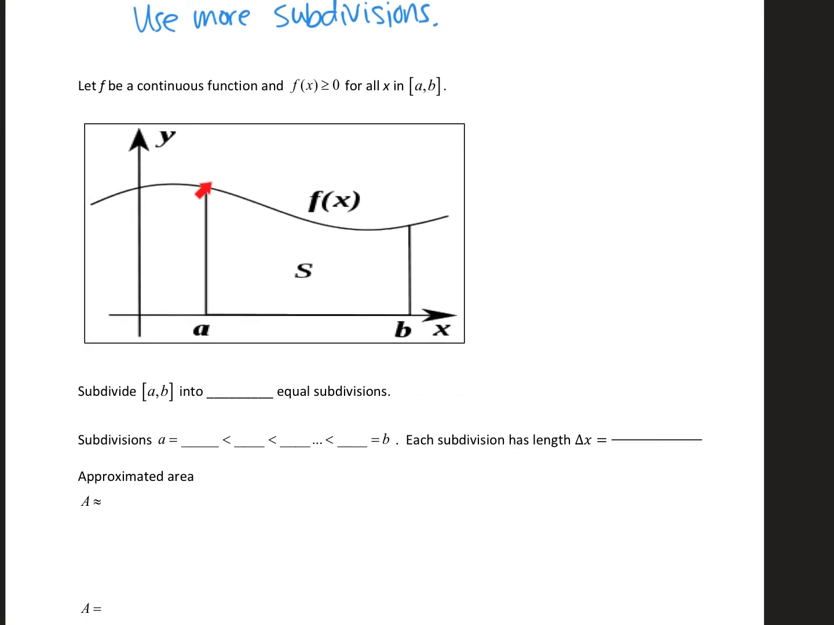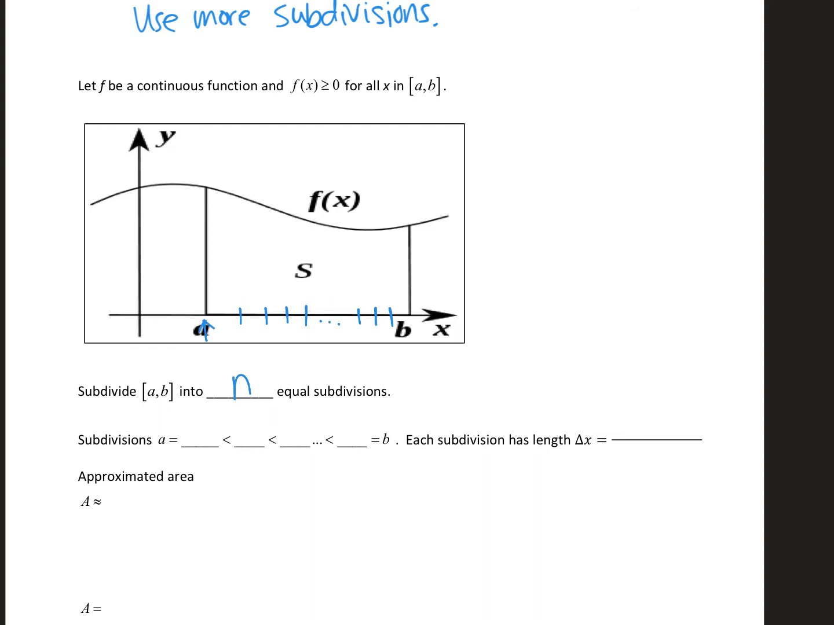So let's look at the next case. Let's say you have a continuous function, some random function that goes from a to b. It doesn't have to go from 0 to 1. It can go from any number to any number. And I'm interested in finding this area S here. We'll subdivide it into n equal subdivisions. n could be 5, it could be 10, it could be 100, whatever, right? So we'll just subdivide it into a bunch of different places.